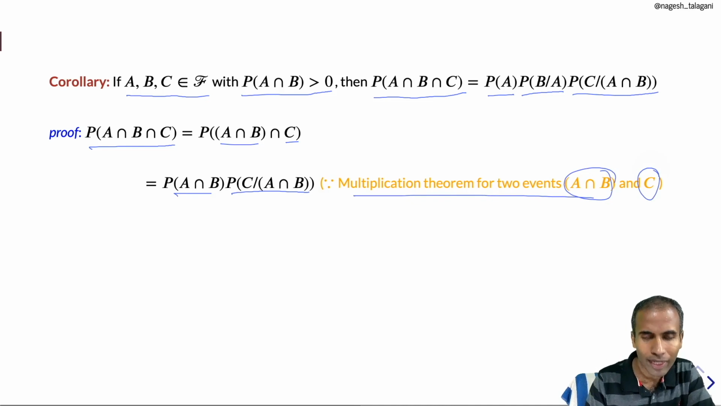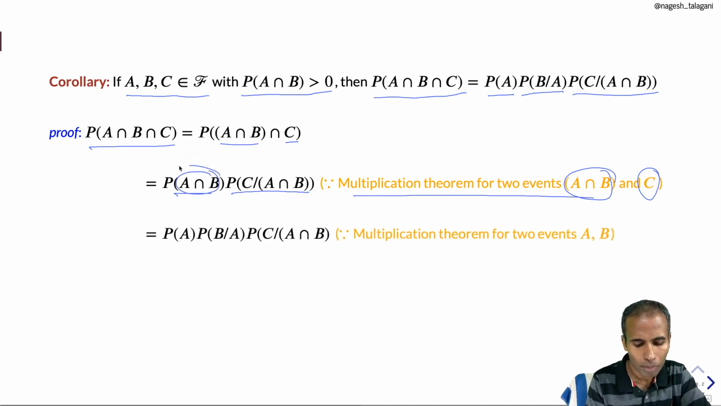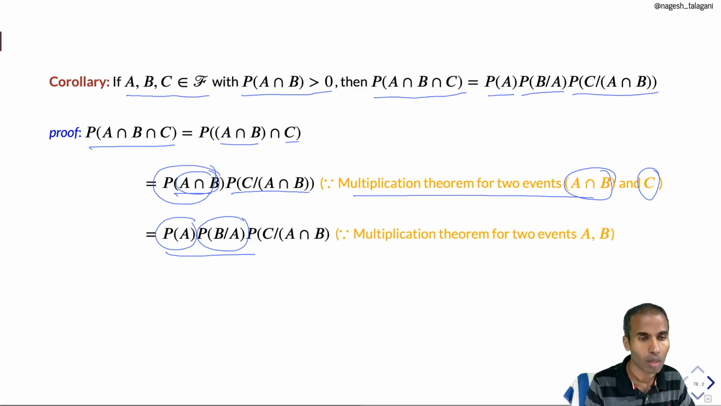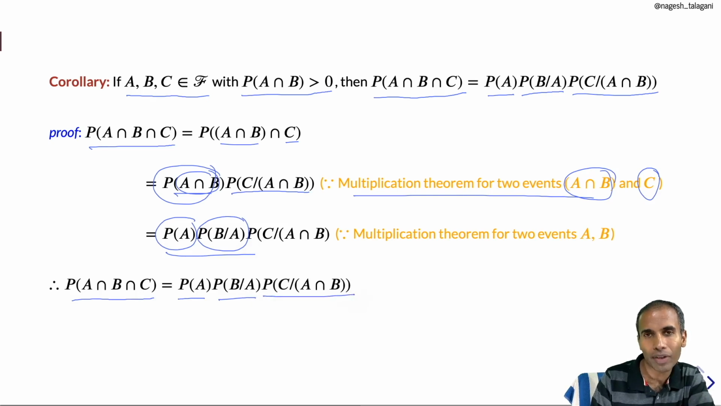Now let's again apply the multiplication theorem for A intersection B here. Okay. Now in the next step we can replace probability of A intersection B with probability of A times probability of B given A. Okay. So now we are done. So therefore probability of A intersection B intersection C equals probability of A times probability of B given A times probability of C given A intersection B. This is the multiplication theorem for three events.